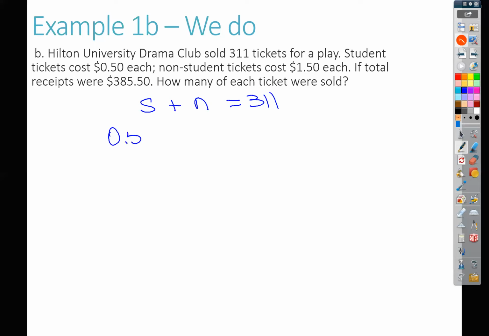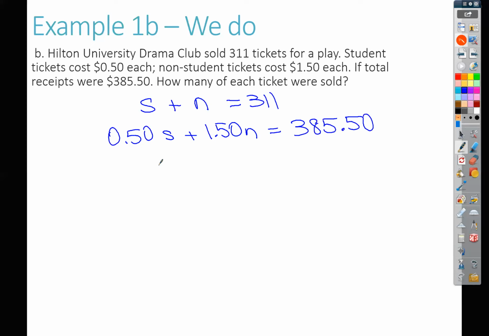Student tickets were 50 cents each. Non-student tickets were $1.50 each. The total receipts, so the total that they made, was $385.50. How many of each ticket? So you're going to solve using a system of equations.